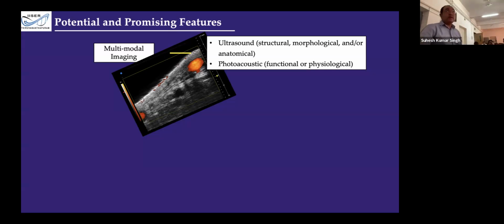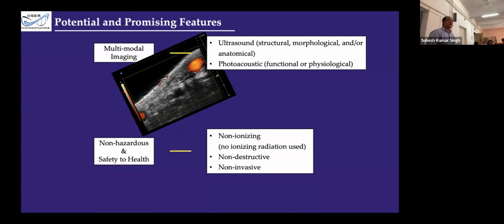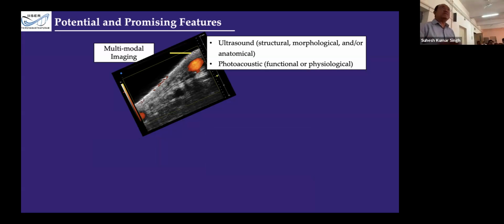And then lastly, it is non-hazardous and safe to health because it doesn't use any ionizing radiation, it doesn't need to cut the sample into pieces, and it doesn't require introducing any kind of drug. If required, we can do it, but it is not mandated. Okay, these are the features.